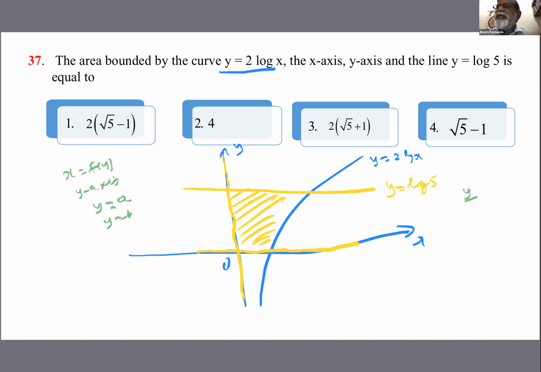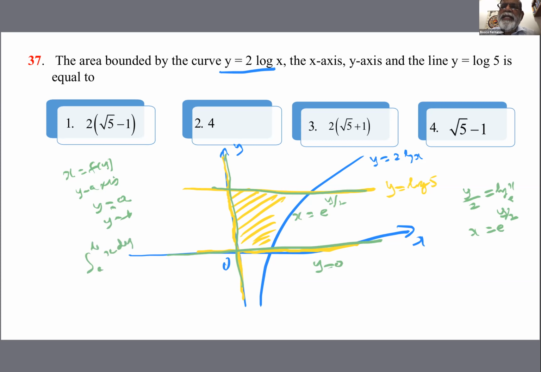y by 2 is equal to log x to the base e. So x is equal to e to the power y by 2. So this is the curve x is equal to f of y, where f of y is e to the power y by 2. The y-axis boundary, this line, is y is equal to 0. So the integral a to b x dy, or integral a to b f of y dy. When you substitute, you will get integral 0 to log 5 e to the power y by 2 dy.